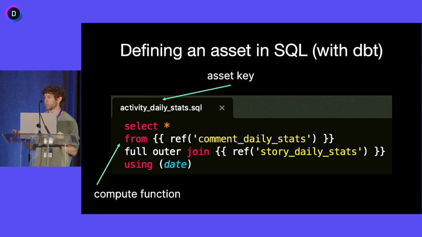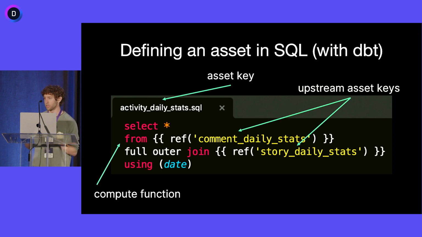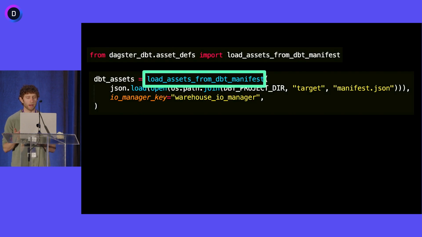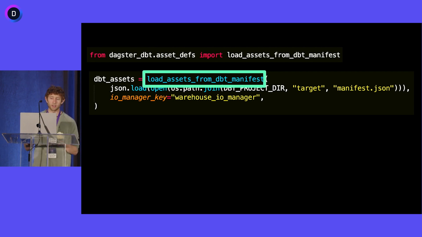It's what we run to compute the contents of the asset. And the refs are upstream asset keys. They point to assets that this computation depends on. Dagster can actually model dependencies between assets defined in Python and assets defined in DBT. It does this by offering a Python utility that makes it easy to load all the models in a DBT project as software-defined assets.